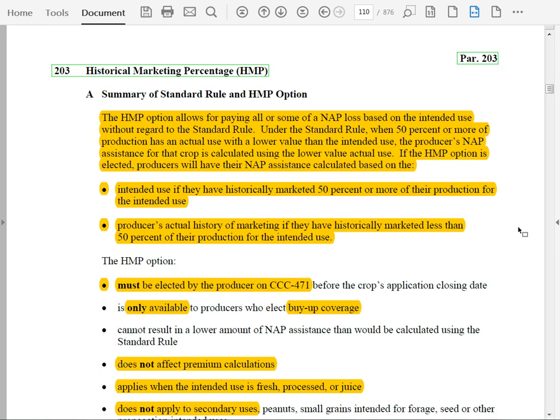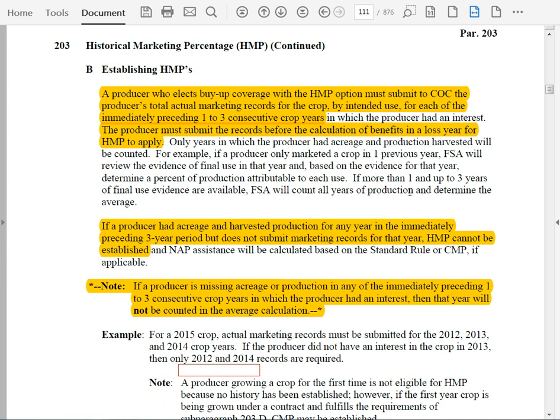Two of the biggest perks of HMP are cost and benefit. HMP does not increase a producer's premium. Additionally, the benefit a producer receives from HMP will never be less than they would be entitled to under the standard rule. In order for HMP to apply, the producer must elect HMP for the specific crop or crops at the time the application for coverage is made.